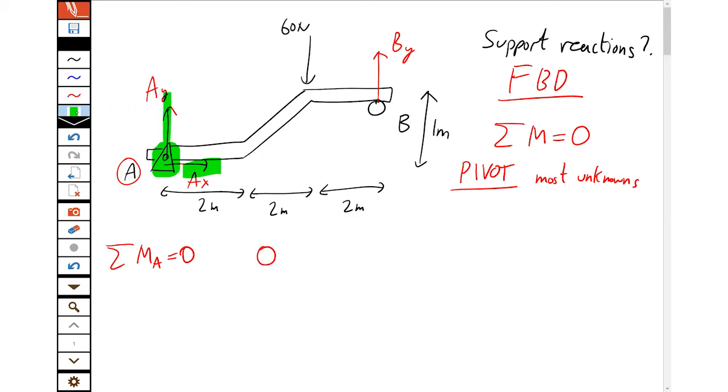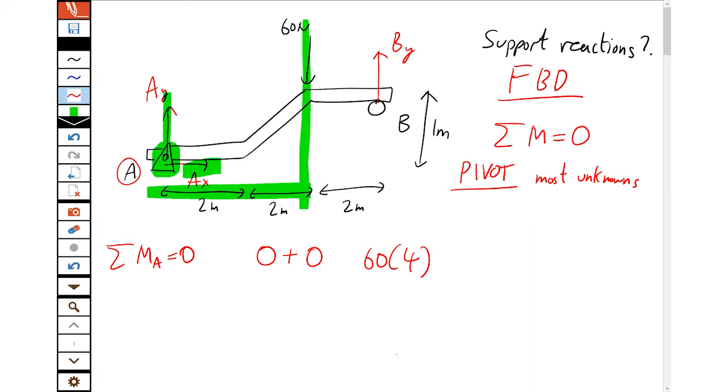Force AY is acting through the pivot, so it produces no moment around the pivot. Then we have 60 newtons, a perpendicular distance of 4 meters away. Now, is that positive or negative?